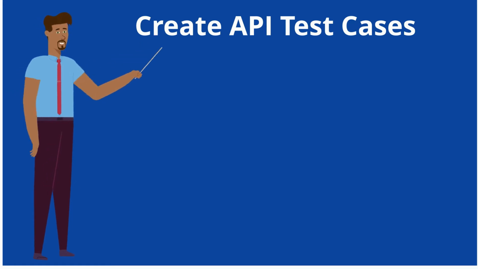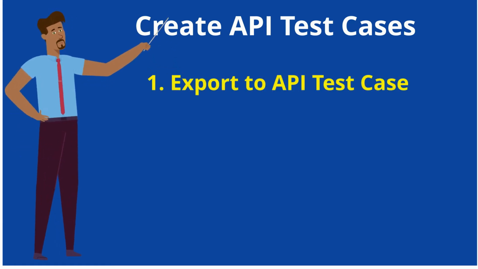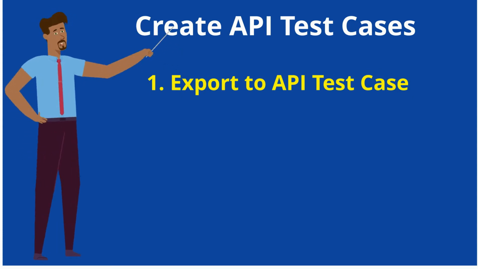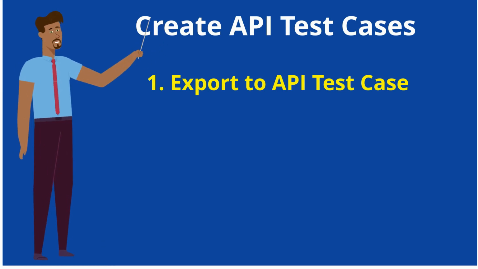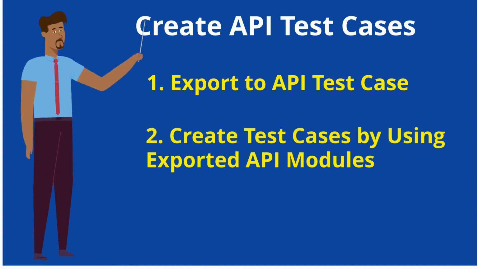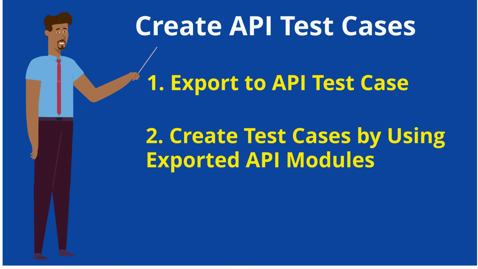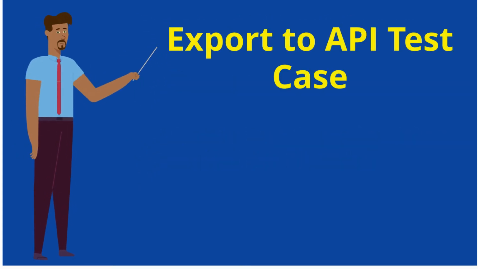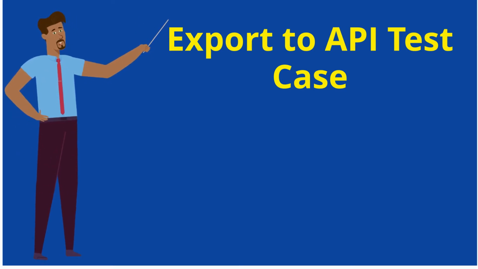Two options are available to create the API test cases. First, we can choose the Export to API Test Case option to create modules and basic test cases from the API Scan Wizard. The second approach is to create the test cases using the modules which are created during the export. Now I will guide you to create the test cases by opting the Export API Test Case option.